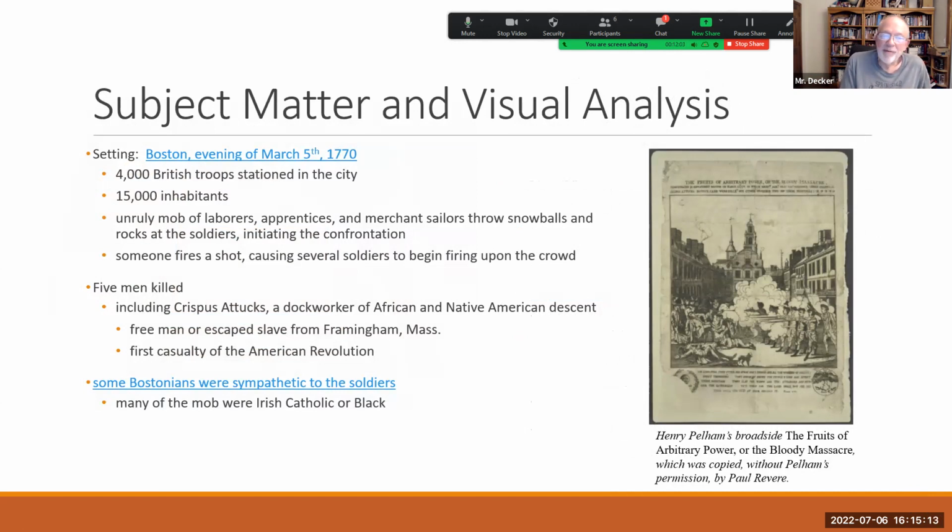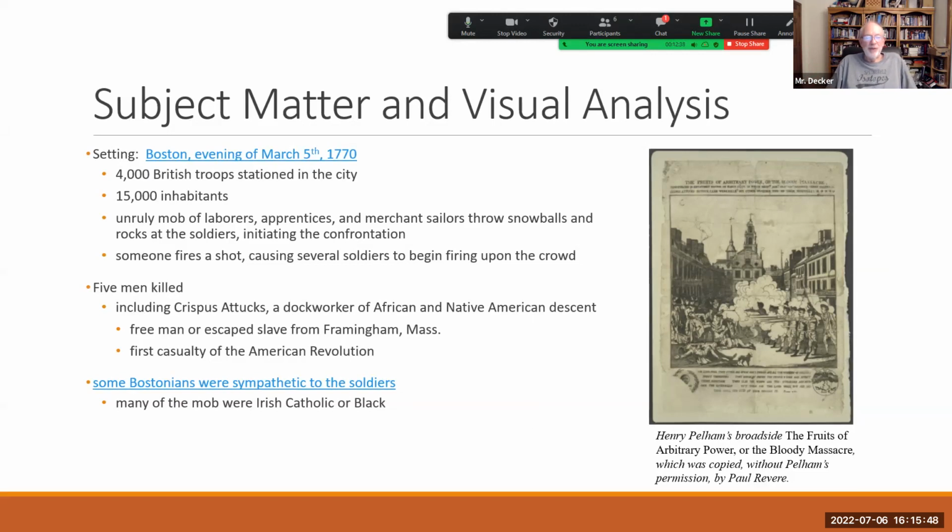So, Boston, evening of March 5th, 1770. Remember, at the time, there are 15,000 inhabitants in the city of Boston, 4,000 British troops stationed in the city. That's a fairly large percentage of troops compared to inhabitants. Boston is the most unruly of the colonial cities. So an unruly mob of laborers, apprentices, and merchant sailors start throwing snowballs and rocks at the soldiers. We've actually got a more in-depth description of this in one of the links.